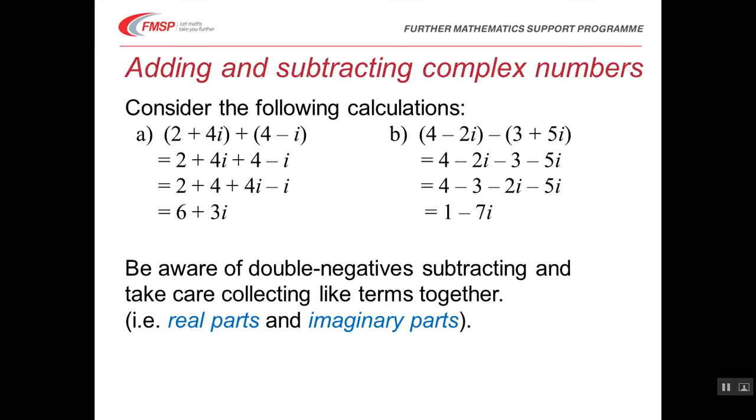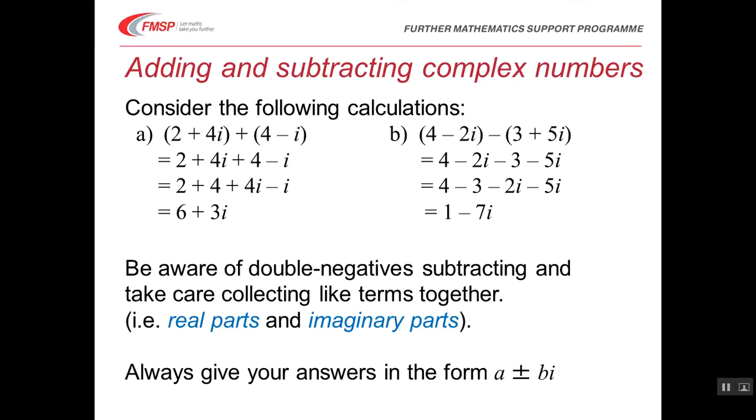So we need to be aware of double negatives when we're subtracting and removing brackets, and we need to take care collecting like terms together, i.e. we can collect the real parts together and we can collect the imaginary parts together. Always try to give your answer in the form a plus or minus bi, where a and b are real numbers.